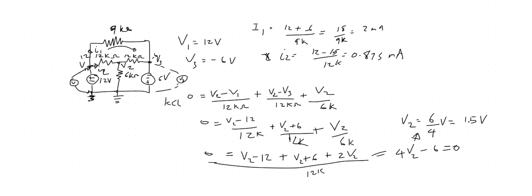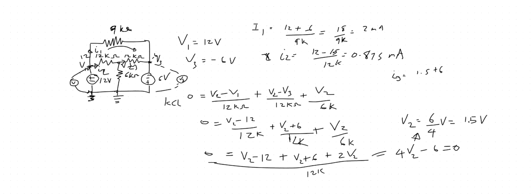What about I3? If I3 is here, what if I3 was there? So it would be 1.5 plus 6, over 12.